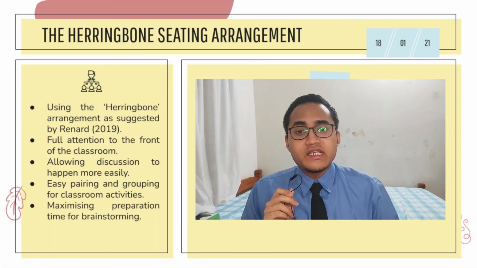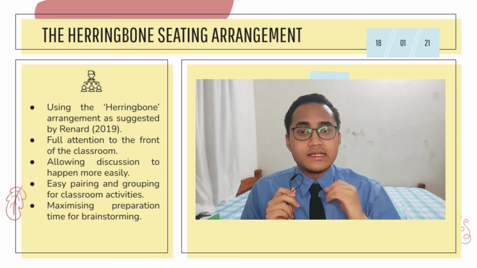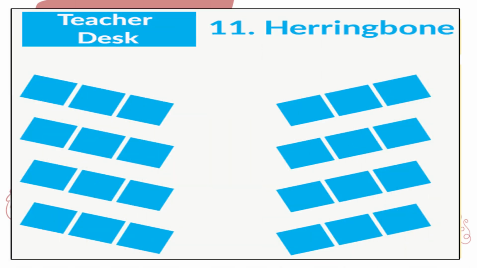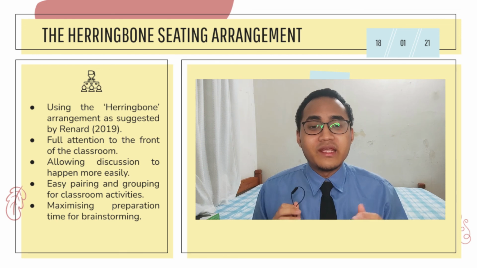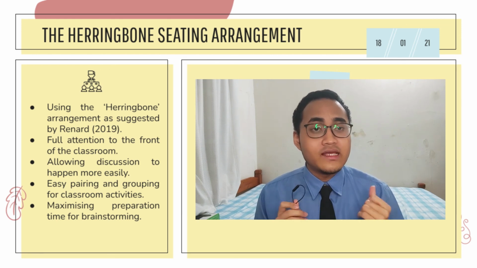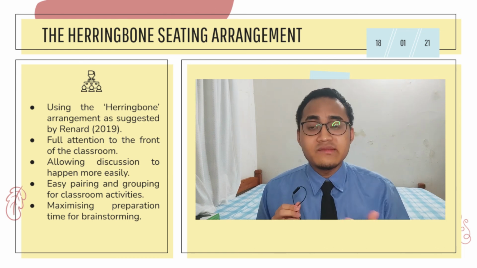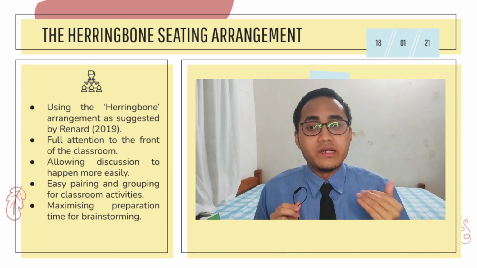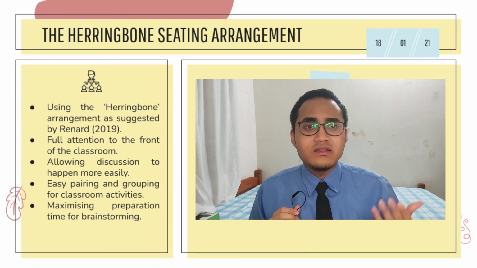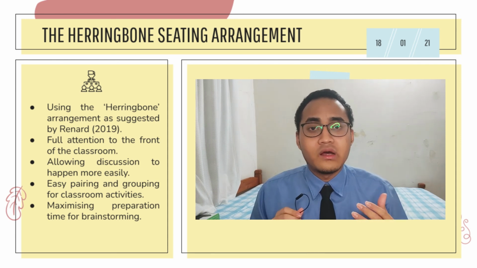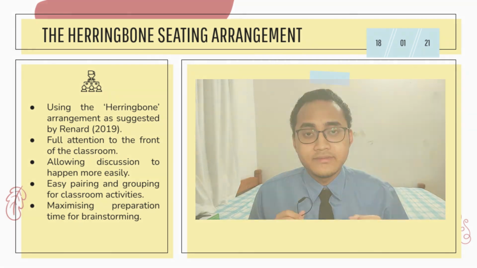The classroom seating arrangement that is recommended to be used in conducting this lesson is the herringbone arrangement as suggested by Renard. This formation is suitable for students to give their full attention to the front of the classroom, as their desks are turned to face the center. Grouping and pairing can also be done simply by turning their seats 180 degrees to face the row behind them. Thus, it maximizes the time students spend on brainstorming and discussing rather than losing time when they try to figure out how to pair and group up.